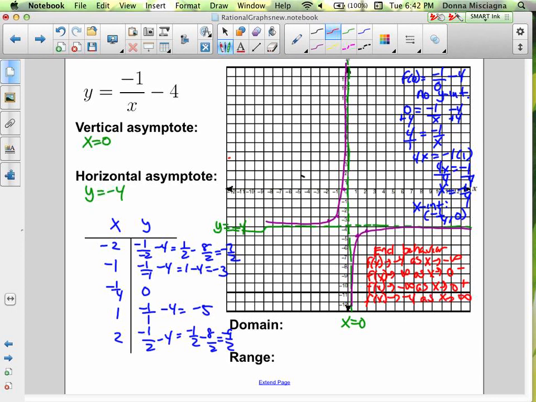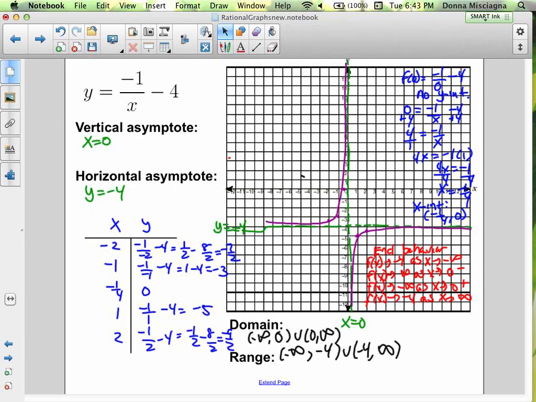And then last but not least, domain and range. So domain, everything but the vertical asymptote, -infinity to 0, and 0 to infinity. And then the range would be everything but the horizontal asymptote, -infinity to -4, and -4 to infinity. And that's the last of these graphs.